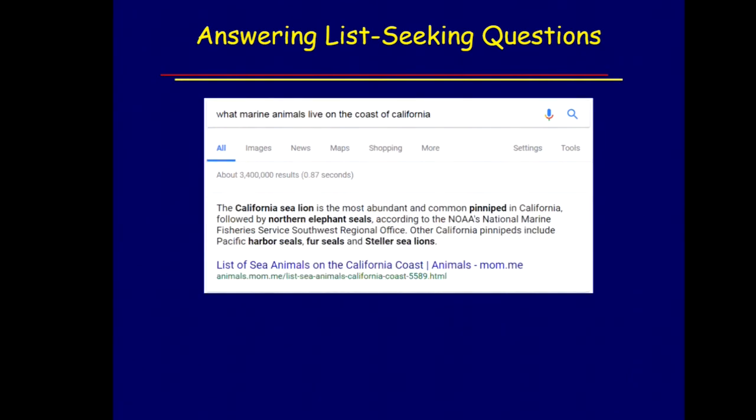What marine animals live on the coast of California? Again, this is a list-seeking question, so there are probably multiple answers that you want to extract, and they exist, and hopefully the search engine will be able to give them to you. Currently, at least some of the search engines try to do it this way. There is a special result at the top where some candidates are highlighted, hoping that might help you get to the answer of this question faster.